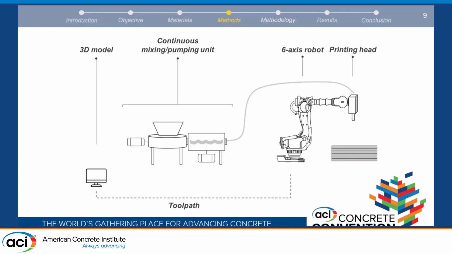So we optimize our material for a continuous mixing/pumping unit attached to a 6-axis industrial robot with the printing head installed.